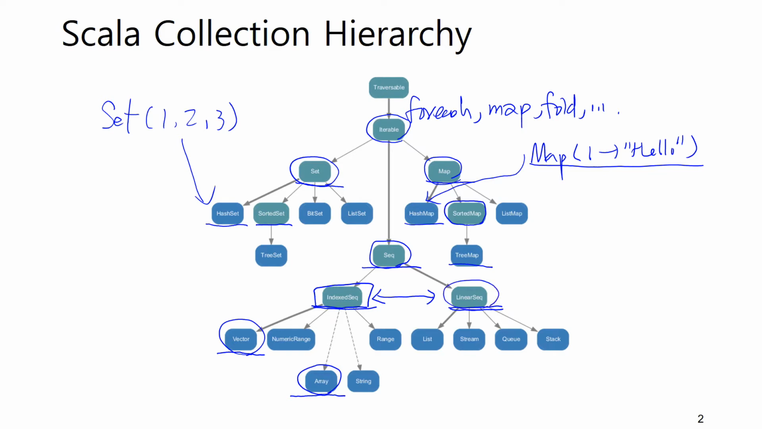For linear sequence, the default class is List. So if you create, for example, a sequence of 1, 2, 3, then you automatically create a List internally.